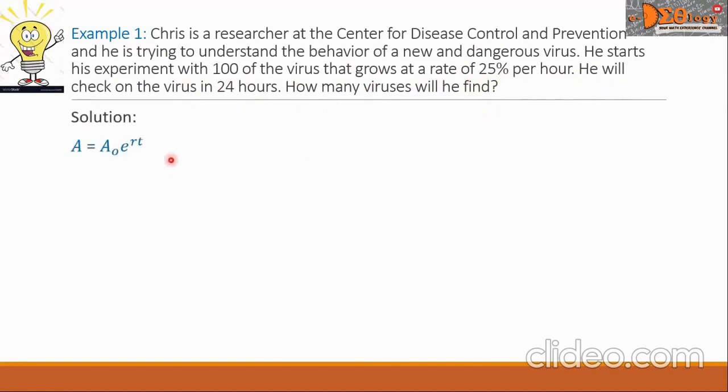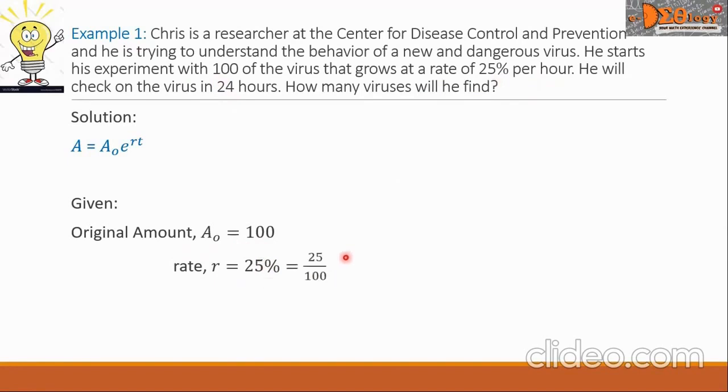First, let us write our formula, and then let us list the given. Let us begin with the original amount, A sub O, and that is equal to 100. Next is the rate R, which is equal to 25% per hour. Let us convert this 25% into decimal. Let us divide this 25 by 100 and dropping that percent sign, and this 25 over 100 equals 0.25.